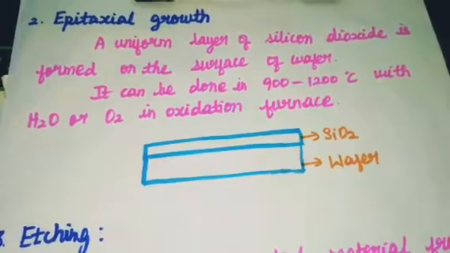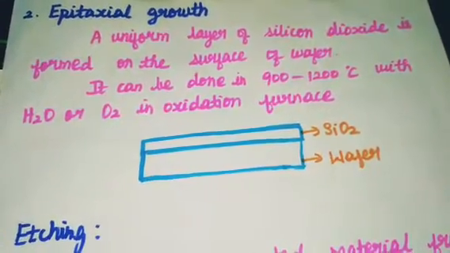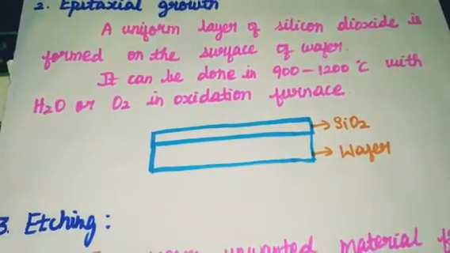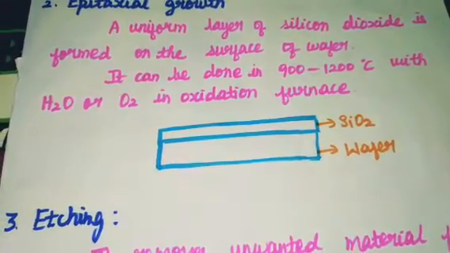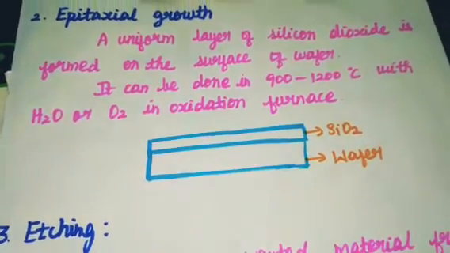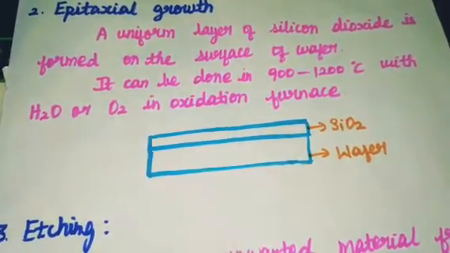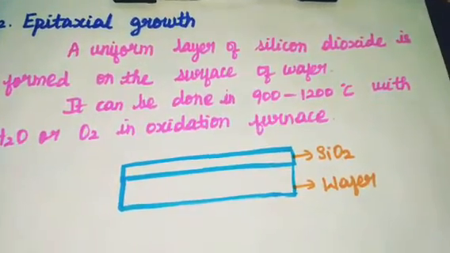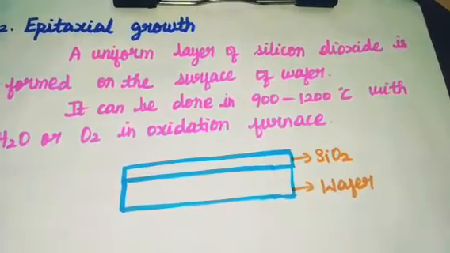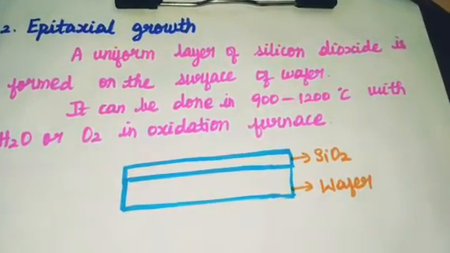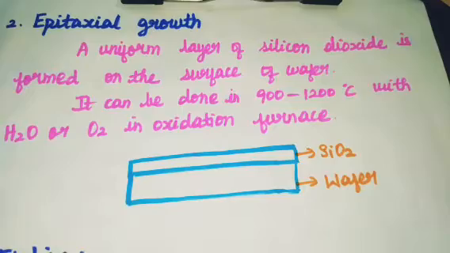Next step is epitaxial growth. It is nothing but oxidation. It means the growing of a single silicon crystal upon the original silicon substrate. That is, a uniform layer of silicon dioxide is formed on the surface of the wafer. It can be done at 900 to 1200 degrees Celsius with H2O or O2 in an oxidation furnace.